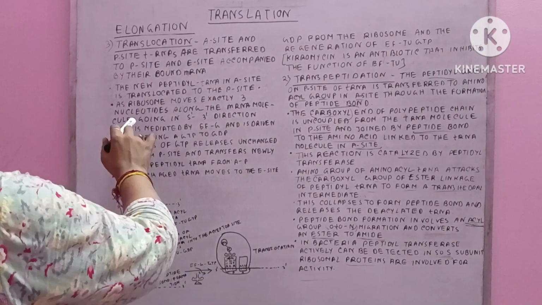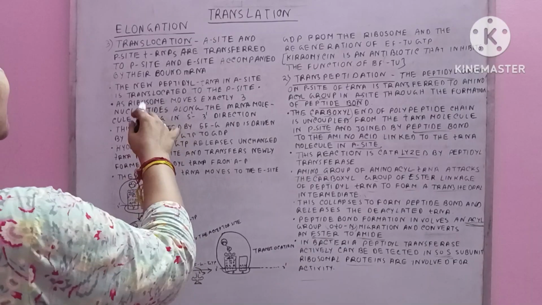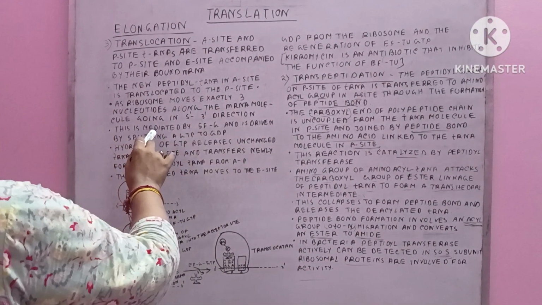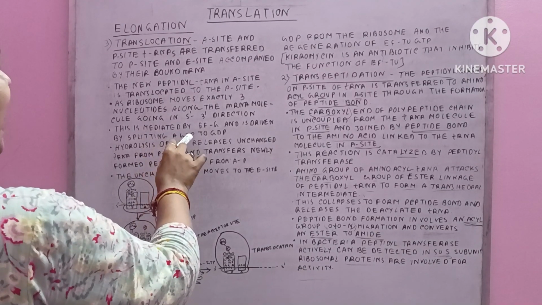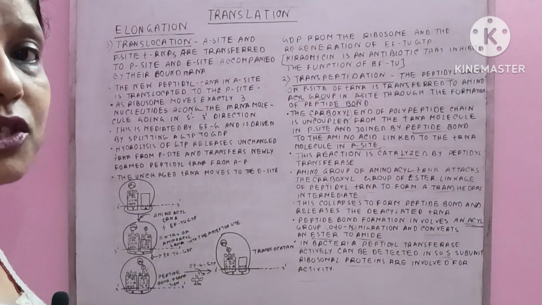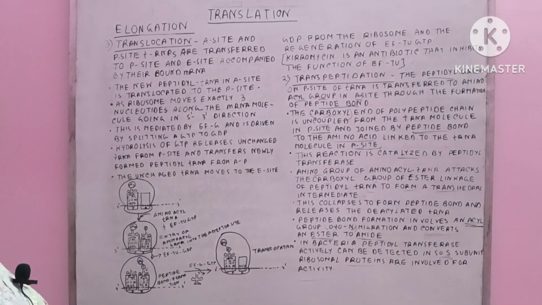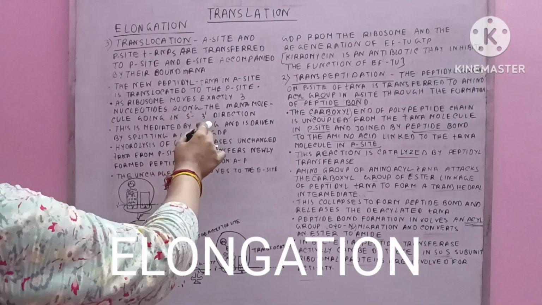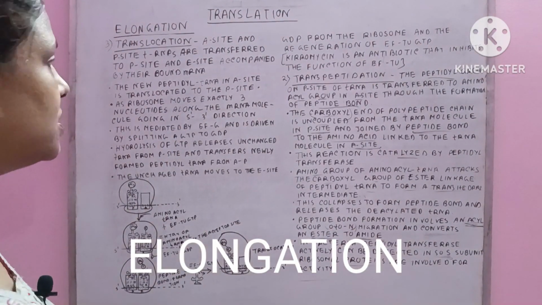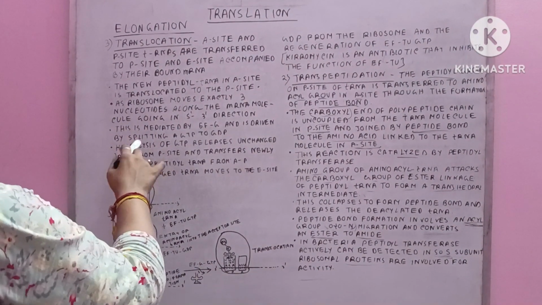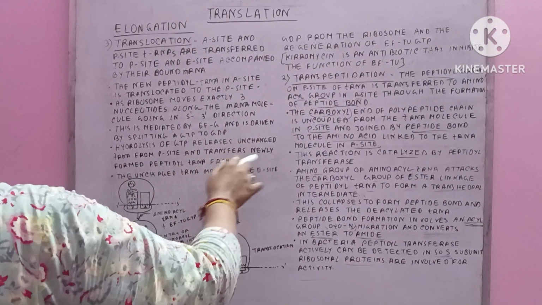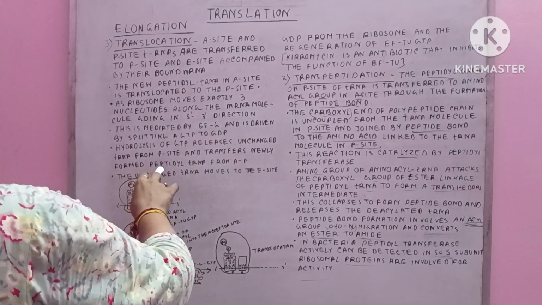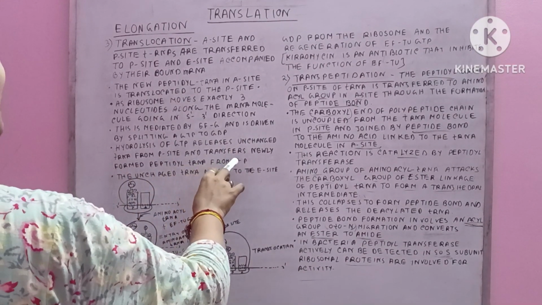Next point is that this translocation is mediated by EF-G and is driven by the hydrolysis of GTP to GDP. That means hydrolysis of GTP is also present, because without getting the energy, this translocation is not possible. And another elongation factor, EF-G, is also responsible for this translocation. And this hydrolysis also releases the uncharged tRNA from the P site and transfers the newly formed peptidyl tRNA from A to P.